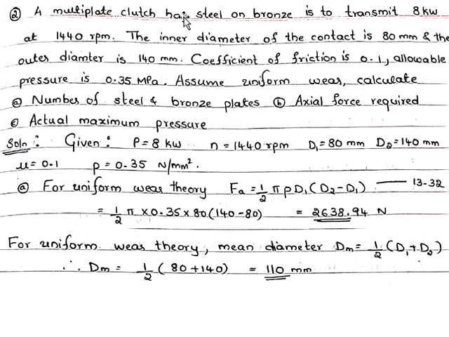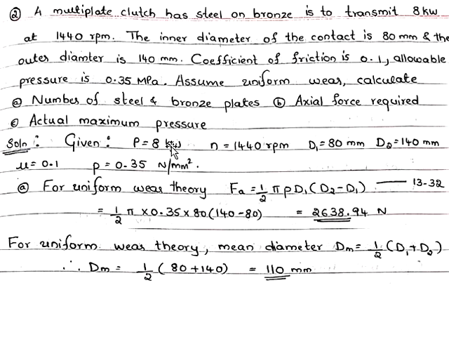A multiplate clutch with steel on bronze combination is to transmit 8 kilowatt at 1440 rpm. The inner diameter of the contact is 80 mm and outer diameter is 140 mm. Coefficient of friction is 0.1. Allowable pressure is 0.35 megapascal. Assume uniform wear. Calculate number of steel and bronze plates or discs, axial force required, and also actual maximum pressure.